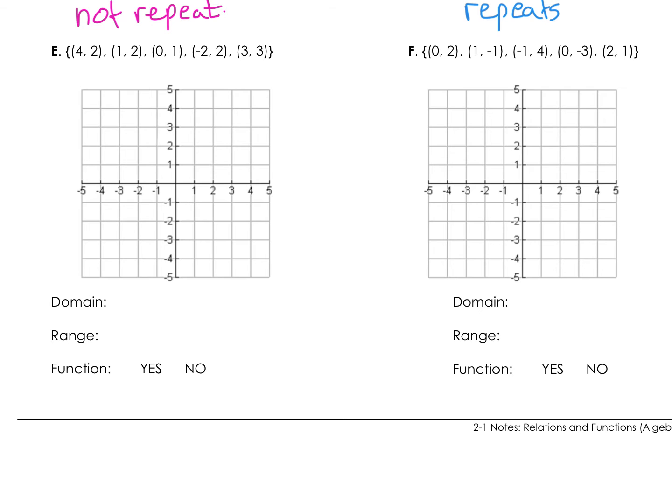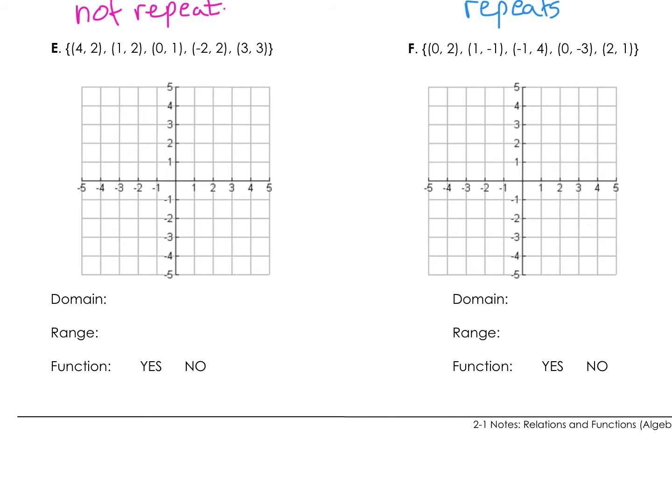All right, let's look at some graphs. So the first thing you need to do is plot your ordered pairs, right? So I want you to pause the video and plot these ordered pairs, and I want you to see if you can figure out the domain, figure out the range, and determine using the vertical line test, because it's a graph this time, so we're switching to that different test, if these are functions or not.